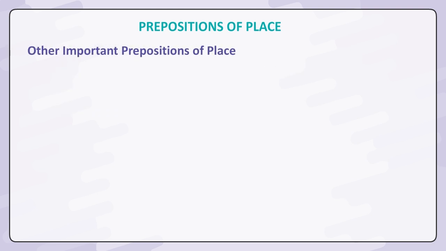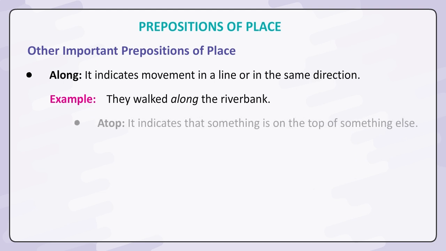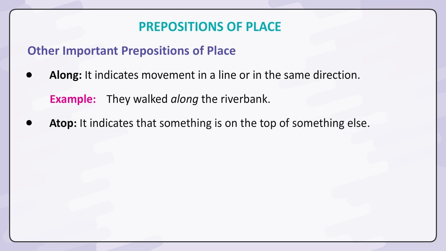Other important prepositions of place. Along. It indicates movement in a line or in the same direction. Example, they walked along the river bank. Atop. It indicates that something is on the top of something else. Example, the flag was flying atop the mountain.